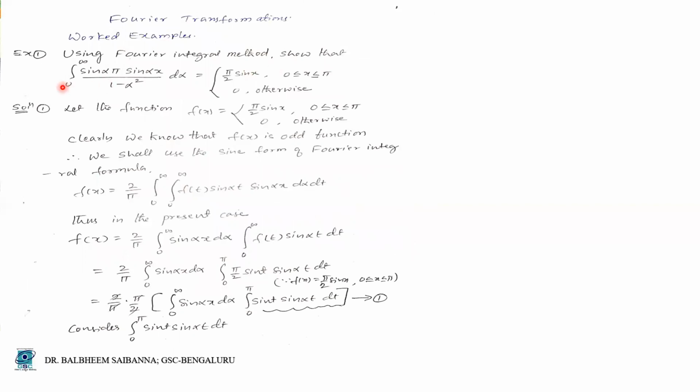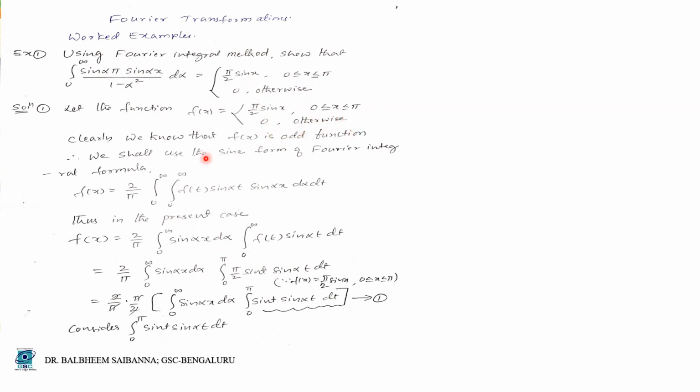One more example, using the Fourier integral method, prove that integral 0 to infinity sin alpha pi sin alpha x divided by 1 minus alpha square d alpha is equal to pi by 2 sin x, for 0 is less than or equal to x is less than or equal to pi. Then this integral becomes 0 otherwise, for x less than 0. Then let the function f of x be equal to pi by 2 sin x, x lies between 0 to pi.